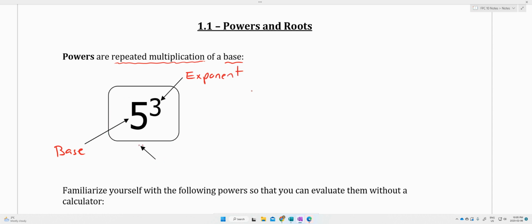The whole thing here, the box, is essentially called a power. And so if we were to expand this out, we would write this the long way as 5 times 5 times 5 times 5. So repeated multiplication, saying we multiply this 5 3 times over. So again, this whole piece is called repeated multiplication.